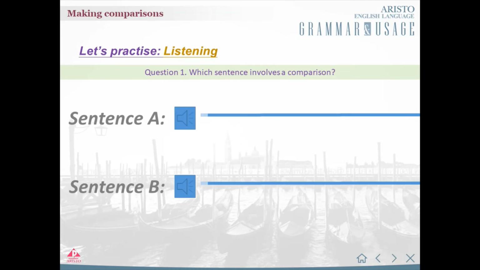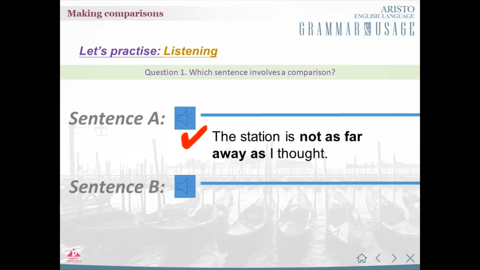Now let's practice listening. Question 1. Listen to sentences A and B and decide which sentence involves a comparison. A. The station is not as far away as I thought. B. The station is close to our hotel. The answer is A. The station is not as far away as I thought.